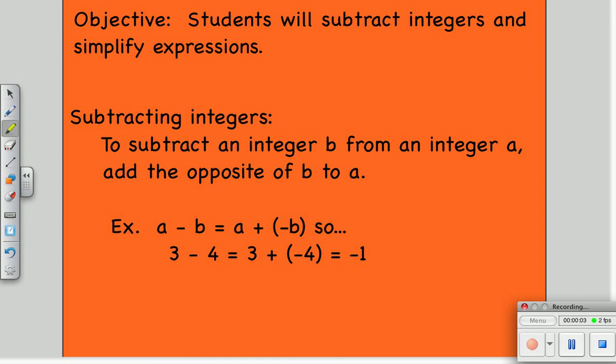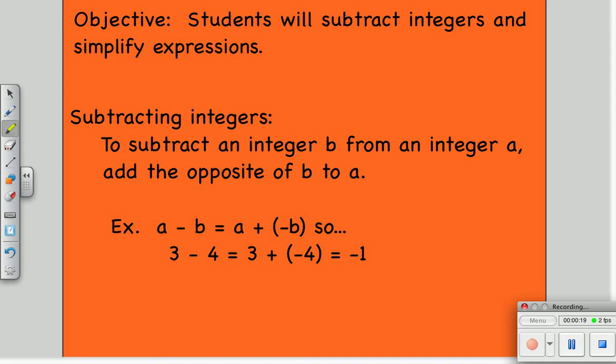Okay, today's lesson is Chapter 3, Lesson 4, Subtracting Integers. Please make sure you have the objective written. Students will subtract integers and simplify expressions. And please also make sure that you have the date written on your notes.